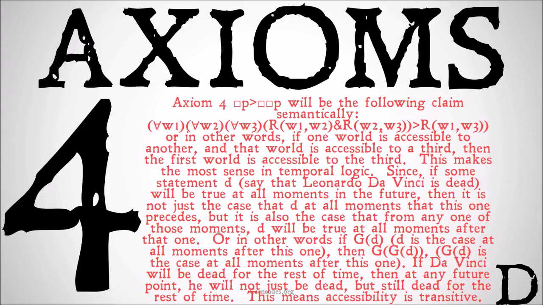Axiom 4 is a little more complicated. It makes the following claim semantically: for all worlds 1, 2, and 3, where world 2 is accessible to world 1, and world 3 is accessible to world 2, that implies that world 3 is accessible to world 1. Or in other words, if one world is accessible to another, and that world is accessible to a third, then the first world is accessible to the third.